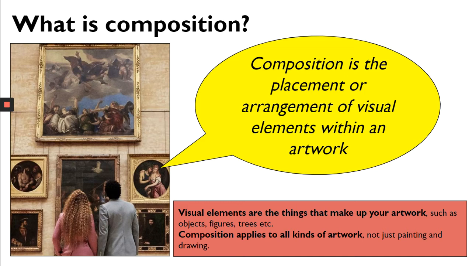Composition is the placement or arrangement of visual elements within an artwork. Visual elements are the things that make up your work, such as objects, people, or buildings. It's really important to understand that composition applies to all kinds of artwork, not just painting and drawing. You consider composition when creating a sculpture, taking a photograph, or when printmaking.